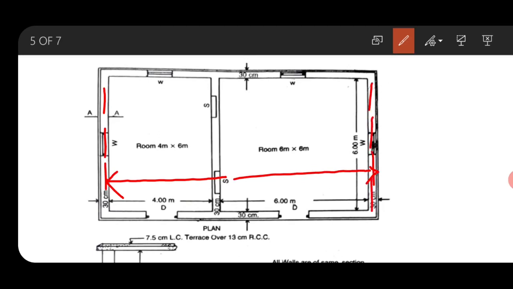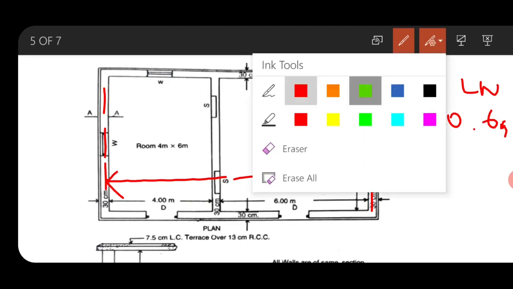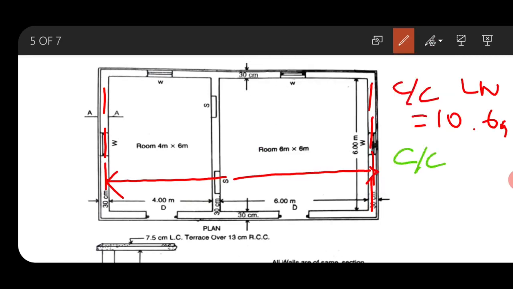Okay. So, this center to center length of long wall is 10.6 meter. Then what about the center to center length of short wall? Okay. So, similarly, this one is the center line length. Okay. So, what about this length?